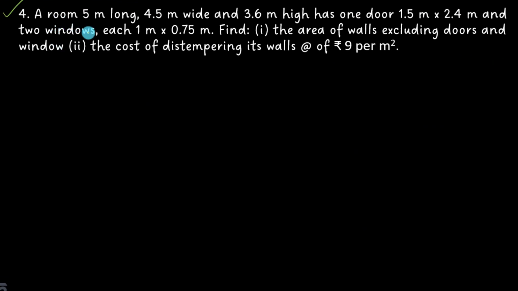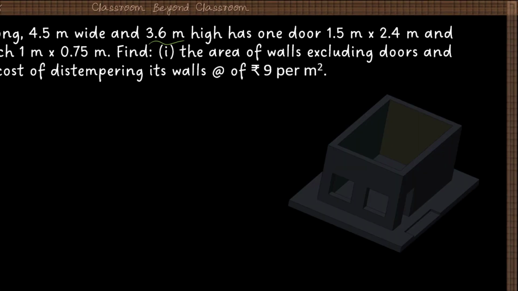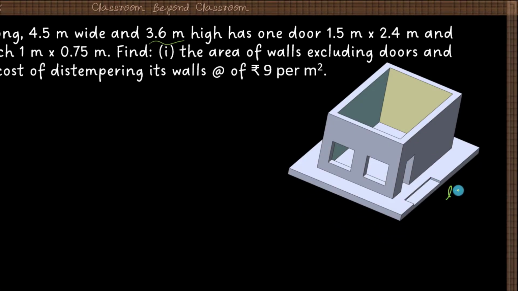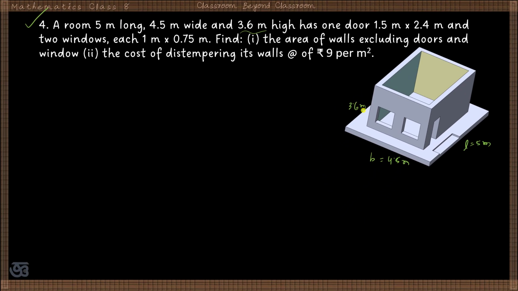Question number 4. A room 5 meter long, 4.5 meter wide and 3.6 meter high has one door that is 1.5 meter by 2.4 meter and two windows, each 1 meter by 0.75 meter. Find the area of the walls excluding doors and windows. Number 2. The cost of distempering the walls at the rate of ₹9 per meter square. So in this case, L is equal to 5 meter, B is equal to 4.5 meter and height is equal to 3.6 meter.